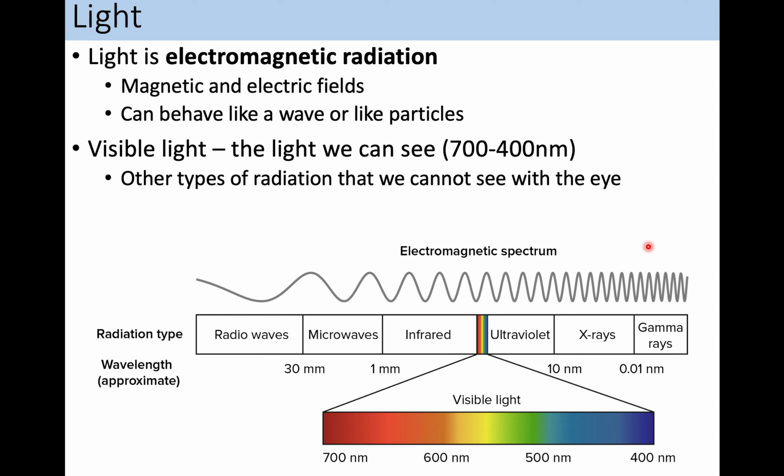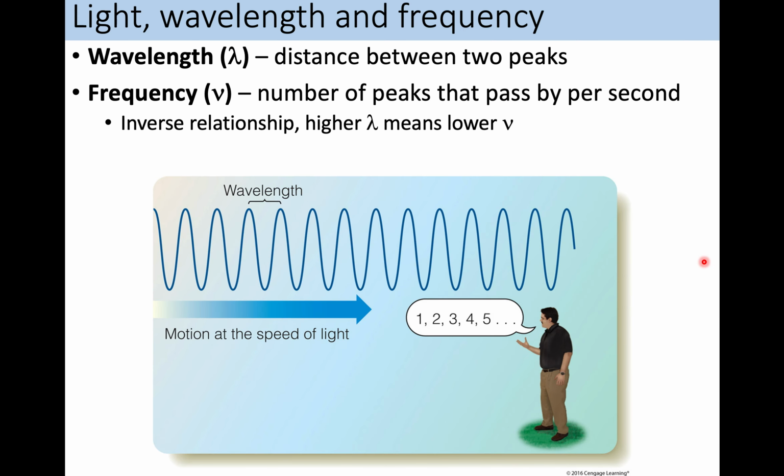So all the other types of radiation with wavelengths higher or lower than these values, we cannot see with our eye. So we can only see what we call the visible light. That's why we call it visible light, the wavelengths that the human eye can see.